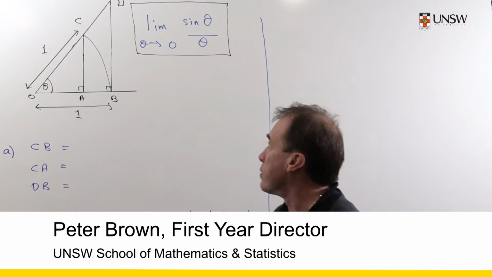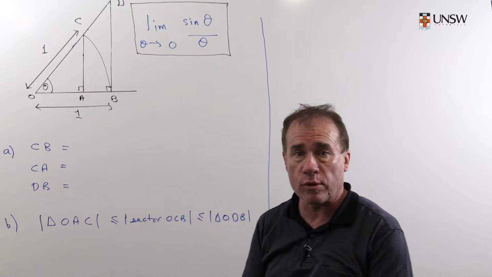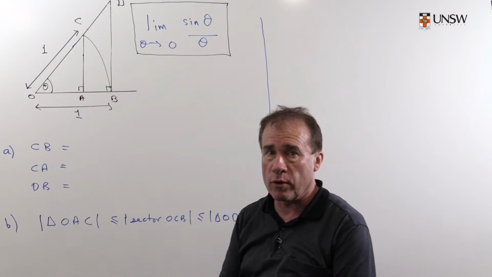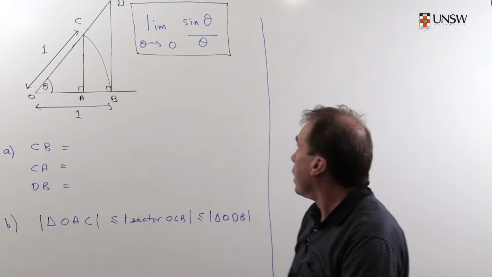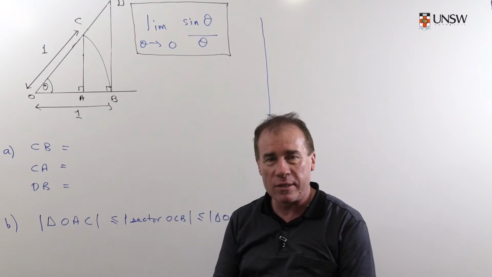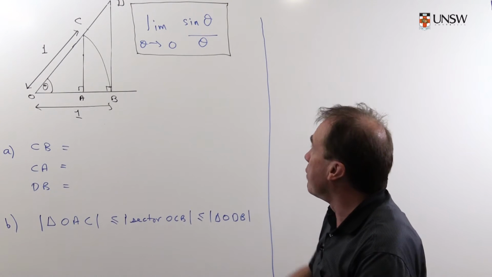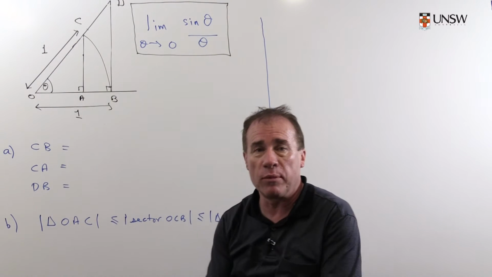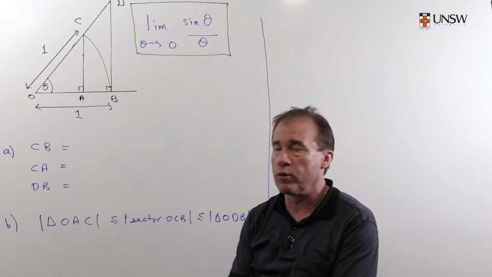In this video we're going to have a look at the limit as theta goes to 0 of sine theta on theta, which is one of the tutorial problems in Chapter 2 of your calculus notes. It's a very important limit in calculus, very interesting limit. You can't evaluate it by simply substituting in because you get an indeterminate form 0 on 0.